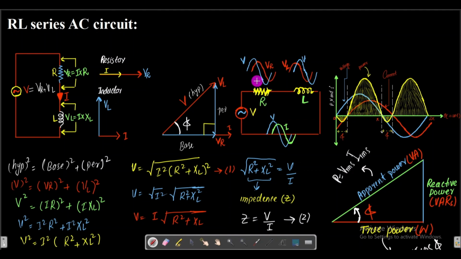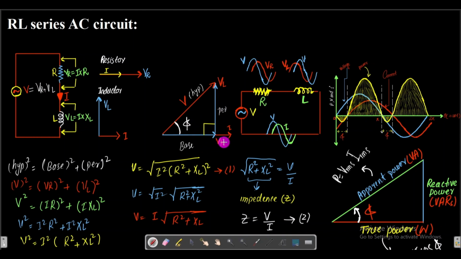How do we determine that this is leading, and why is it not lagging? That information comes from this diagram. So here this is VR.